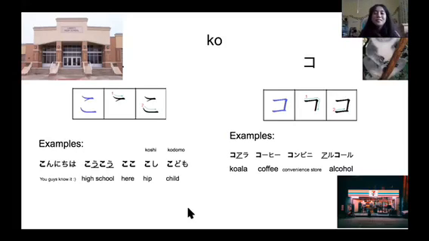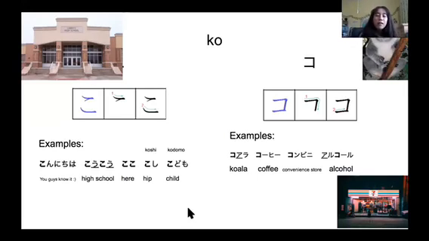High school, koukou. And so we have our lovely high school there. Here, koko. And then we have hip, and then we have child, kodomo.